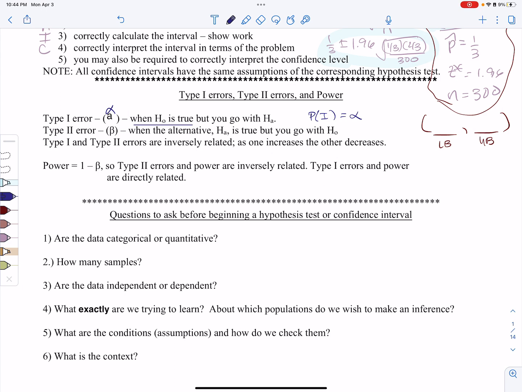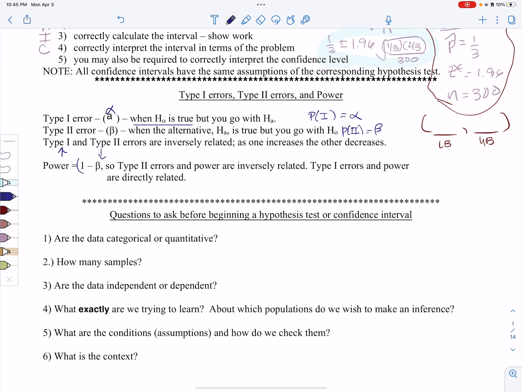Type 2 error: the probability of a type 2 error is beta, and that is the opposite, when Ha is true but you fail to reject it. Type 1 and type 2 error are inversely related, so what that means is type 1 goes up, type 2 goes down. As one increases, the other decreases.